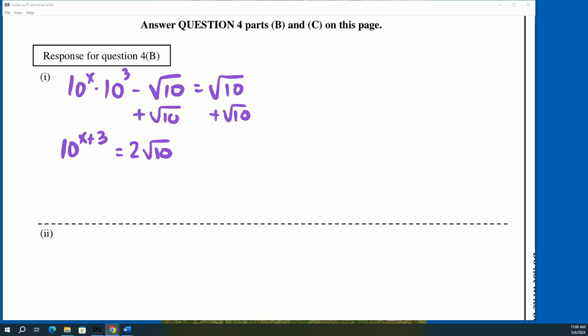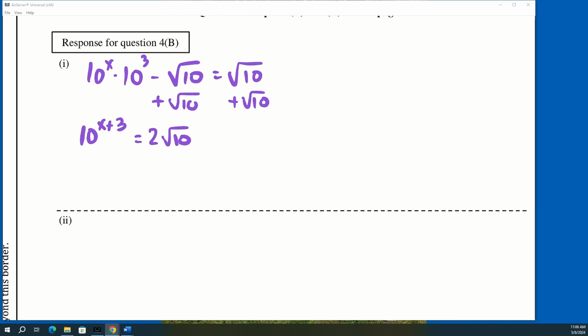Okay. Now there's only one way to get this down. Do you guys know that way? Log. So we're going to write this in logarithmic form. You technically don't have to write the base of 10, but it's going to be log base 10 of 2 square root of 10 equals the exponent of x plus 3.